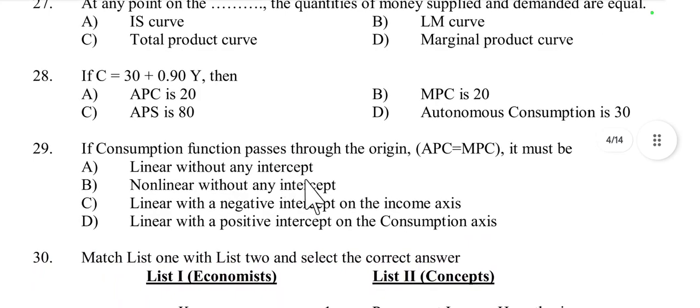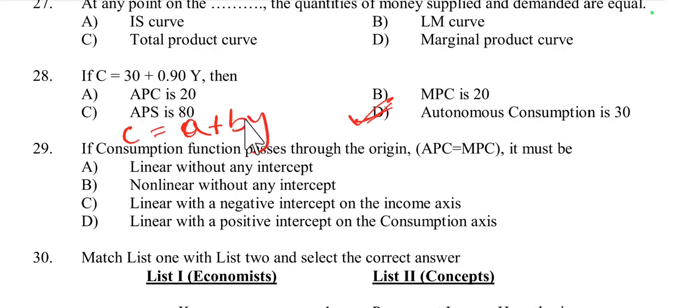Question number 28: here C is equal to 30 plus 0.90Y. Then APC is 20, MPC is 0, APS 80, or autonomous consumption 30. Here we know that the equation C is equal to A plus BY. Just in this form the equation is written. C is the consumption function, A means autonomous consumption. Here in place of A, 30 is written. Then 30 will be the autonomous consumption, because A is the autonomous consumption. So here autonomous consumption is 30.